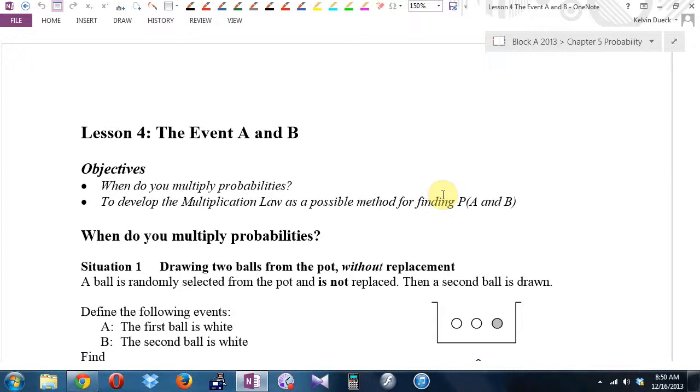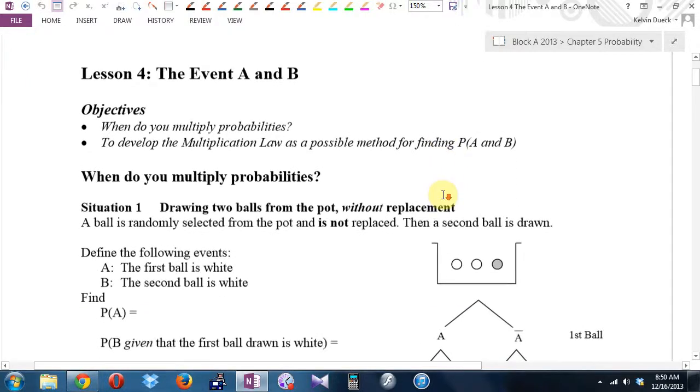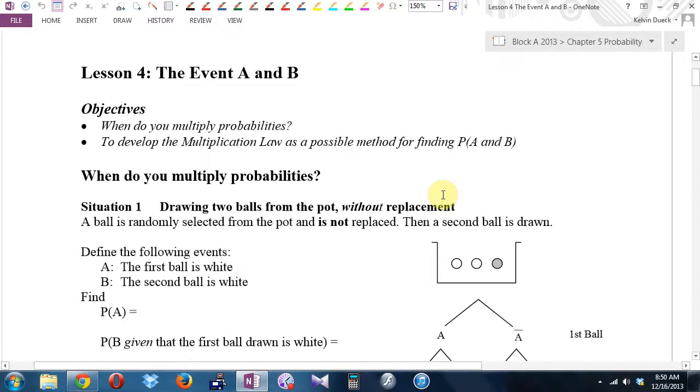What's the probability of Foster getting ahead and you rolling a 5? Whatever 1/2 times 1/6 is, which is, I think, 1/12. That's the whole lesson, sort of, in a nutshell. But let's walk through this. So I wrote down for the objectives, hey, when do you multiply probabilities? And the short answer is when you see the word and.